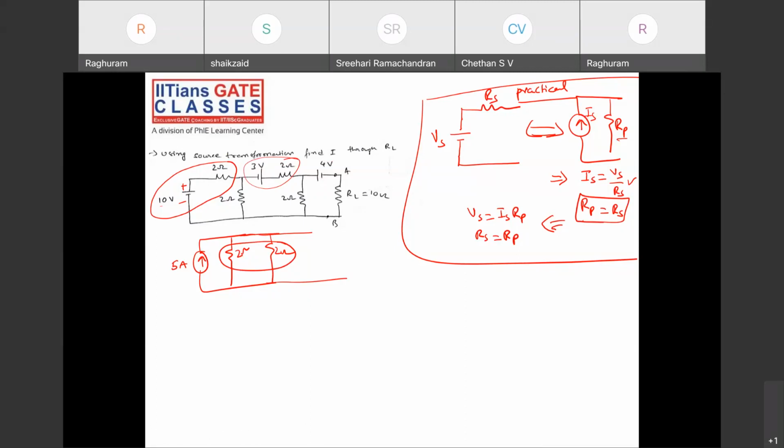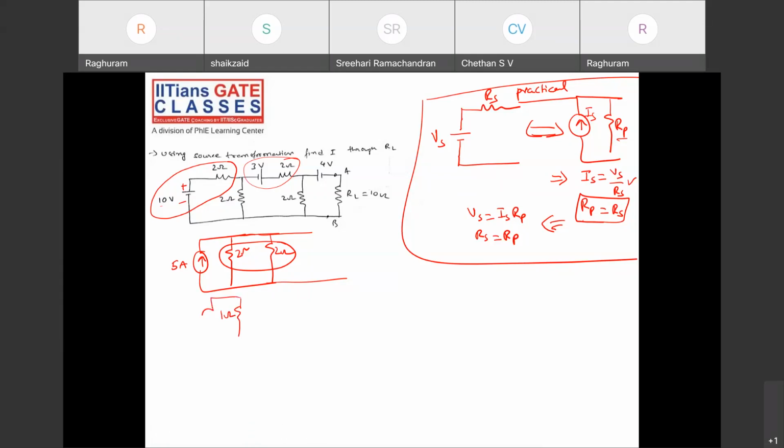So you have to see, the ultimate aim is to simplify the circuit. If you convert them all at a time, then you won't be able to simplify it. So 2 ohms and 2 ohms are in parallel. What is the resistance? 1 ohm, right?